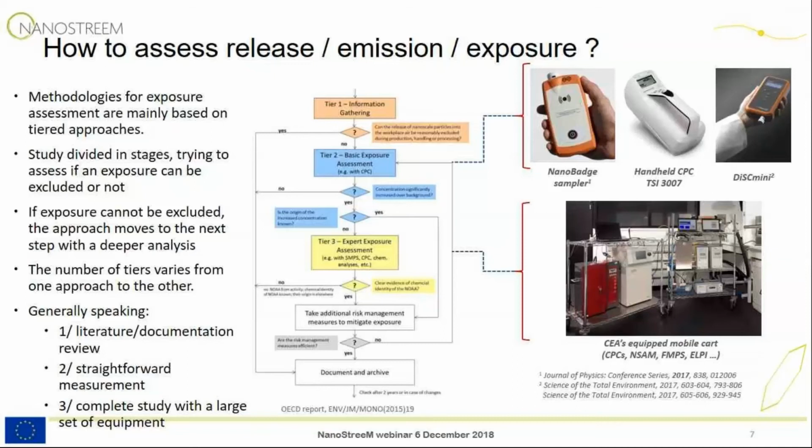So then the tier 3 is performing measurements. Within the project, the measurement devices have been screened, and also the standards for how to measure exposure. And we found out that there are methodologies available, and they are mainly based on tiered approaches. On the picture in the middle, you see the OECD tiered approach. All tiered approaches divide the study in stages, trying to exclude exposure in each stage. And if you cannot exclude exposure, you go to the next stage.